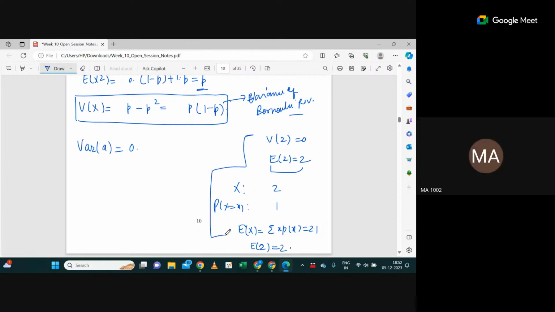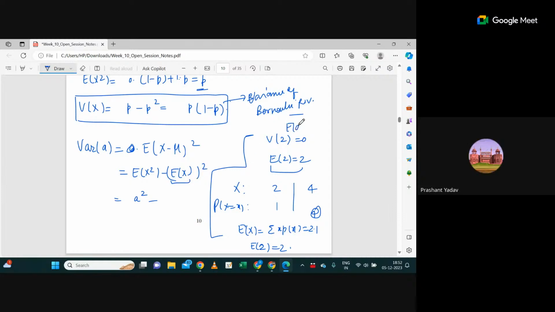If the expected value of a constant is two, how can we find the variance? Variance is expected value of x minus mu whole square, or expected value of x square minus expected value of x whole square, right? What about the expected value of x square? If it's 4, then the expectation will be 4. In general, it will be a square. And what is the expected value of x for any constant a? It's again a. A square minus a square is 0, right? So the variance of a constant is nothing but 0. Is this clear? Yes, sir.